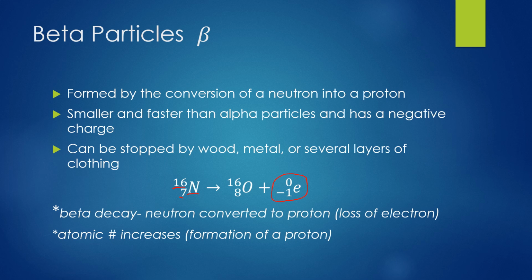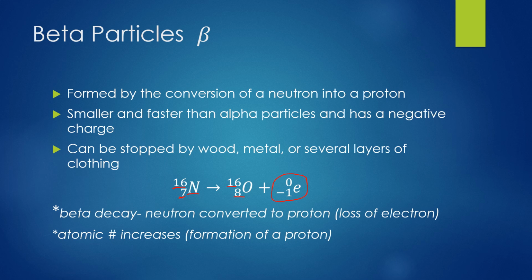So when we go over to the product side, notice the mass number didn't change because the neutron was converted into a proton, but mass number is just protons plus neutrons. So that's not going to affect the total mass number. What it does affect is the bottom number. Notice on the reactant side we had nitrogen, which has 7 protons, but since we converted a neutron into a proton on the product side, we now have oxygen. So notice we went from 7 up to 8 because we added a proton.